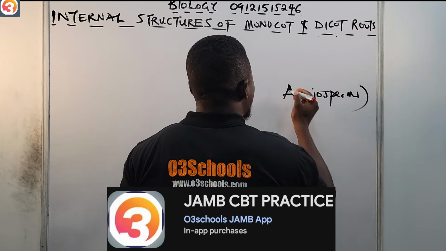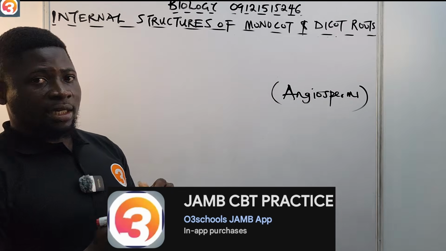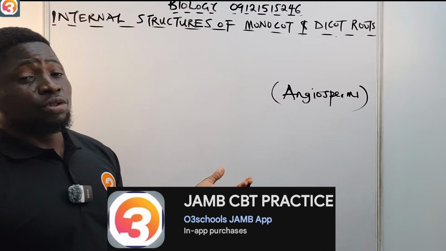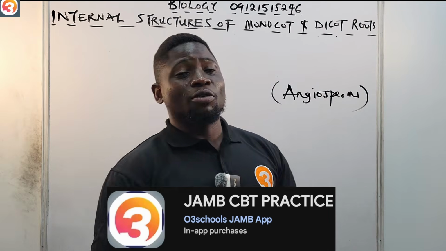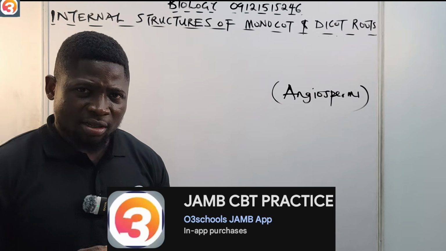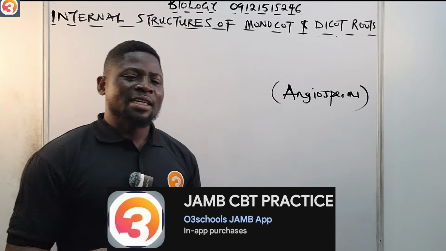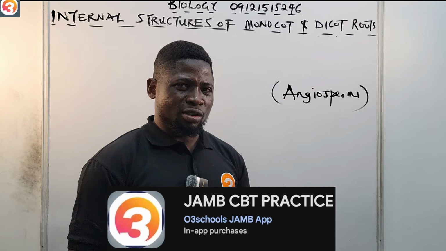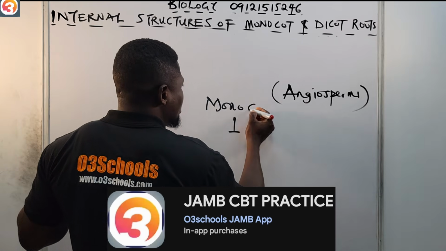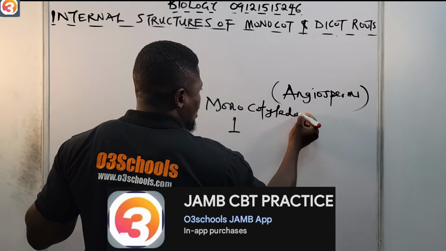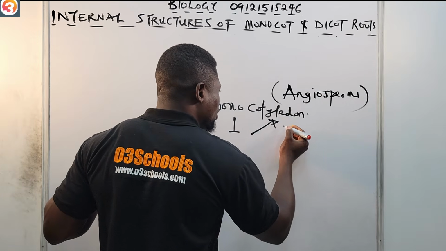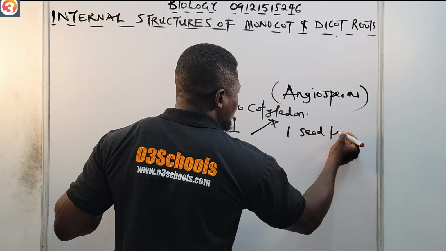Angiosperms. So there are two major types of flowering plants known as angiosperms. And of course, from our primary schools, we have been taught what monocots are and what dicot plants are. We know definitely that monocots are plants that have one cotyledon. Mono means one. Monocotyledon, so they are called monocotyledonous plants, so they have one cotyledon or one seed leaf.